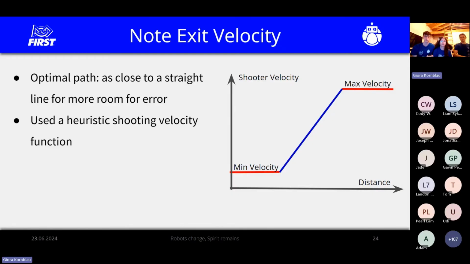And for the shooting velocity this year, we used a heuristic function that below a certain distance, it will give the min velocity, and above a certain distance, it will give the max velocity. And in between them, we are doing just linear interpolation between those two points.